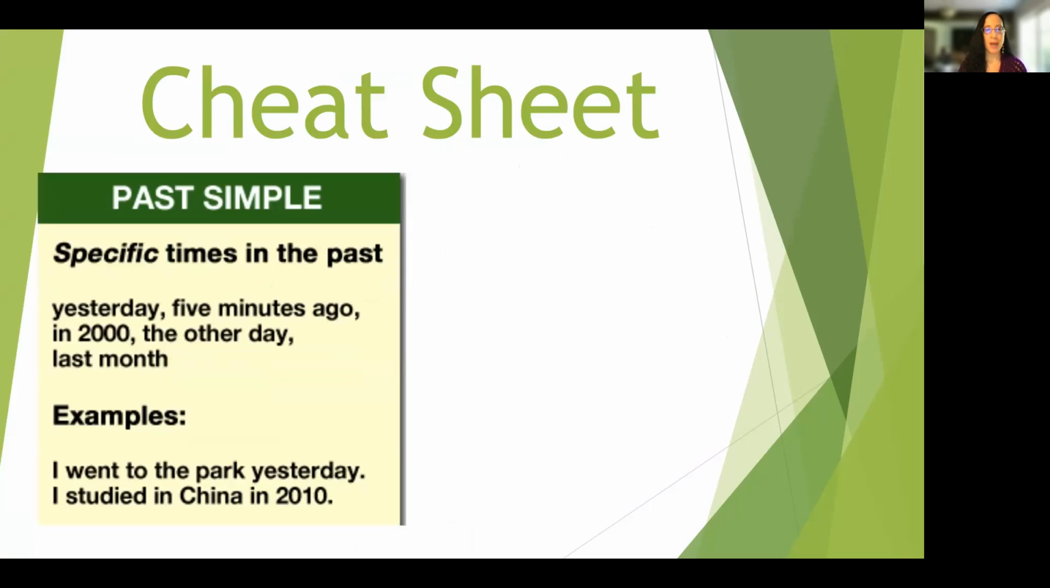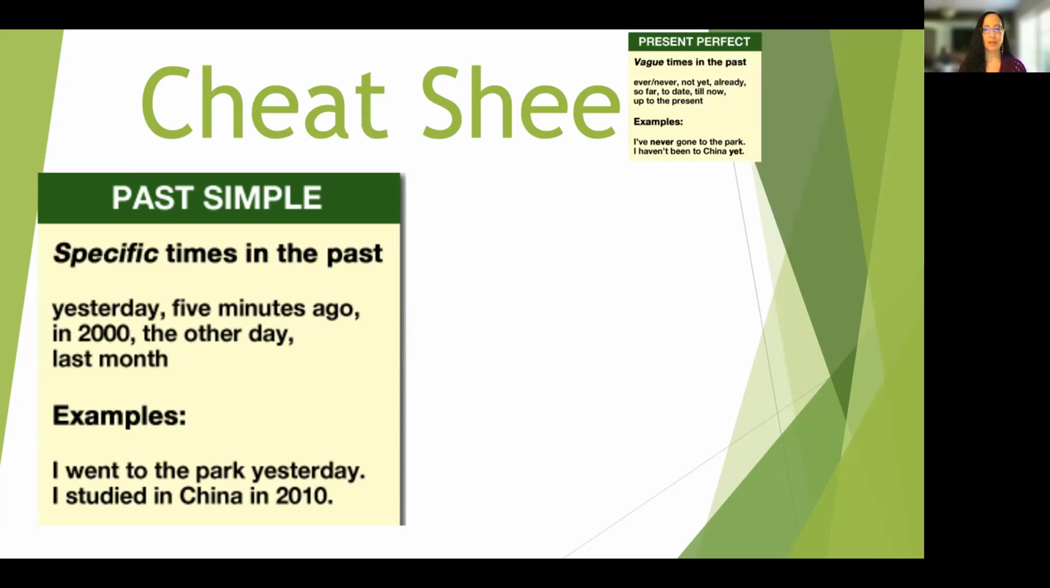Okay. So the past simple is basically specific times in the past, like we talked about. For example, yesterday, 5 minutes ago, in 2000, the other day, or last month, okay? Examples: I went to the park yesterday, or I studied in China in 2010.